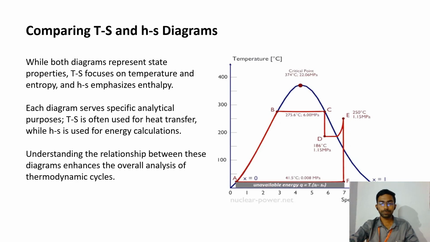And here is the diagram. Here is the temperature and available energy and critical point, where A to B, B to C, C to D, and E to F.